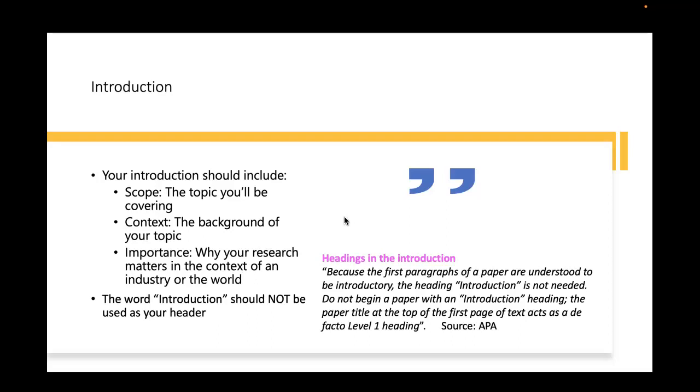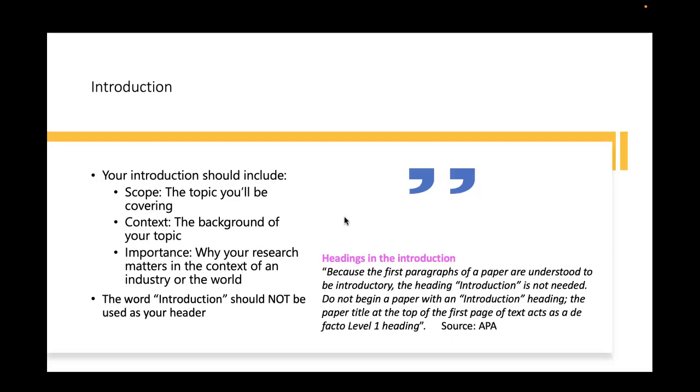I do want to offer the first suggestion that I will make: I've noticed that many students still use the word introduction as their header when they're submitting an essay. Remember, in your rubric, there is a criterion that focuses on APA guidelines. So it will negatively impact your grades if you're using introduction because it doesn't align with APA formatting guidelines.